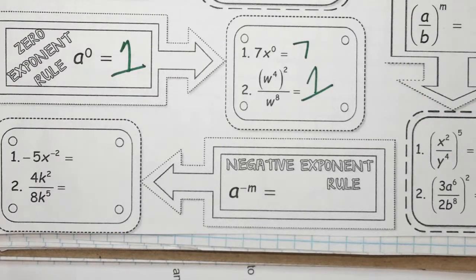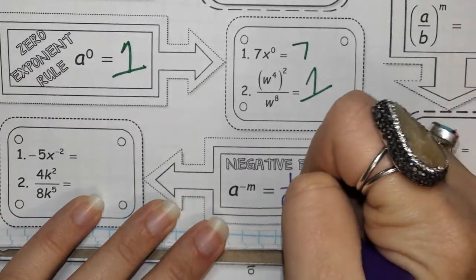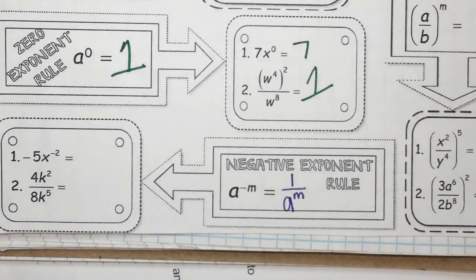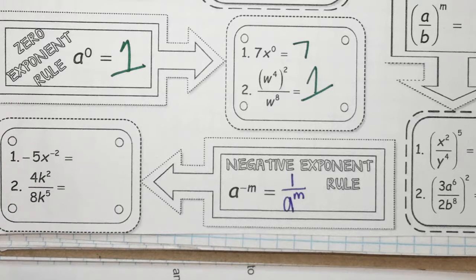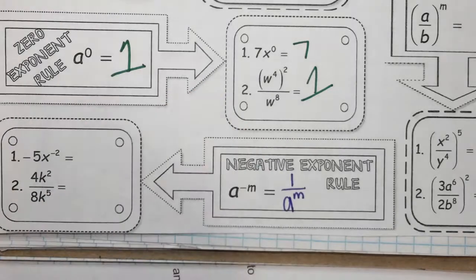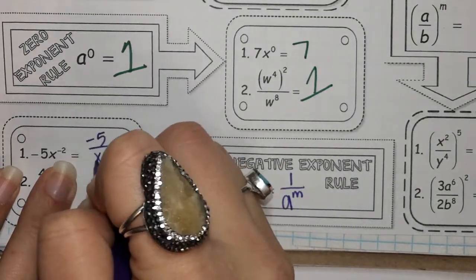We ready for, let's do negative exponent and then we'll talk about power of quotient. Negative exponent rule, what do? Flip it. So it becomes 1 divided by A to the M. Alright, so for number 1, is this negative 2 on the negative 5 or on the x? So what do we flip? Just that. Just the x. And where does the negative 5 go? The top. So it's negative 5 divided by x squared.